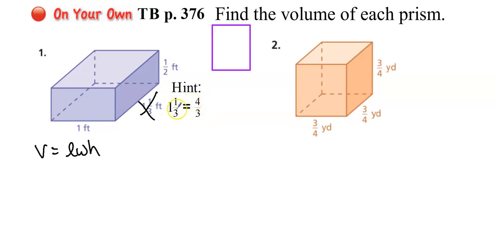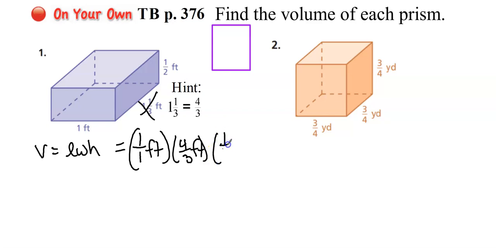Okay, so here's what I do. Sometimes I like to mix the formula up a little and just do something like this. Length is, I'm going to turn this into a fraction, 1/1 feet. And I'm going to multiply the length times the width, which is 4/3 of a foot. And then the height is 1/2 of a foot. Now, order of operations, right? I can do the first two multiplications first. 1/1 times 4/3 is just 4/3.